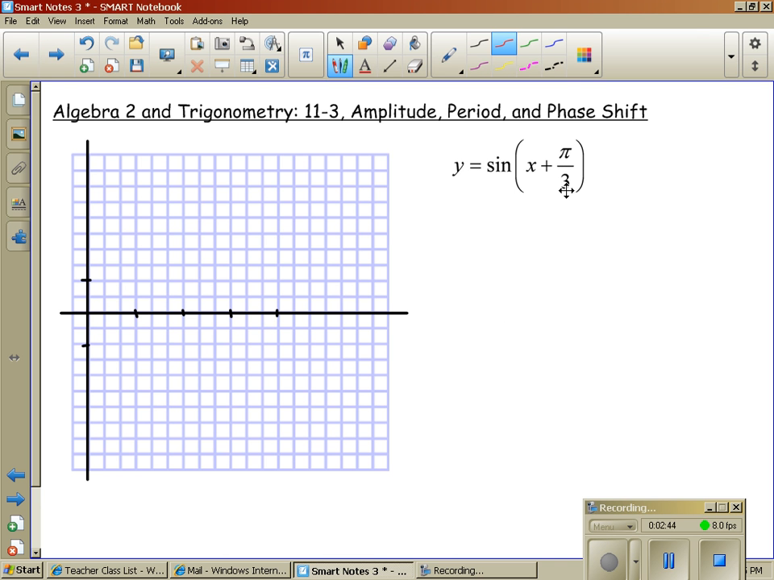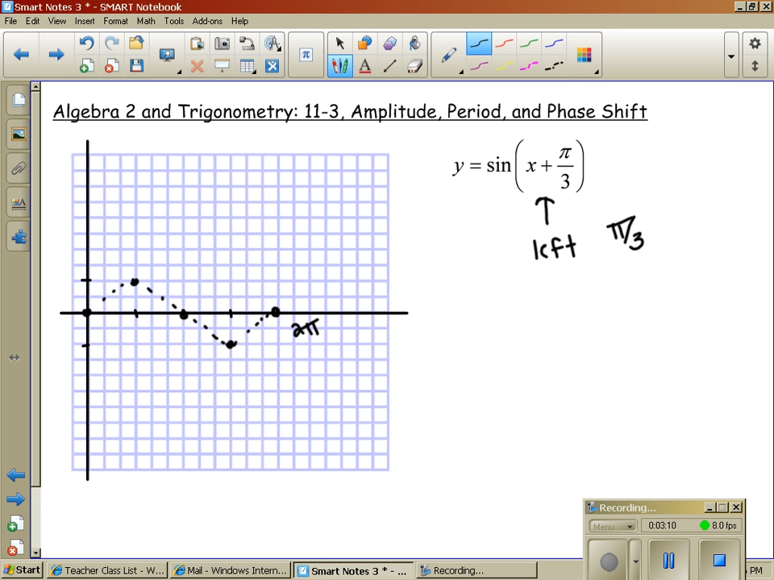Shifting by pi over 3. So again, let's do our dotted sine. Starts at 0, goes up to 1, goes down to 0, goes down to -1, back up to 0. This is 2 pi. So there's your basic sine function. So we're going to positive shift to the left by pi over 3.